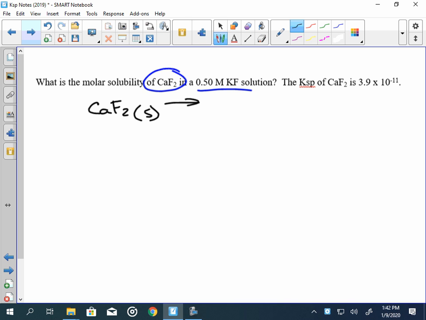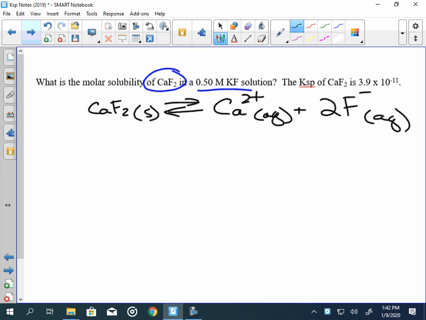CaF2 solid, double arrow, Ca 2 plus aqueous, plus 2 F minus aqueous. And it's already starting with 0.50 molar KF. The business end here is 0.50. As Kyle pointed out, if you haven't added any calcium to it yet, that's a 0. Well, when some of it does dissolve, we're going to get X there, and this is going to go up by 2X, because I get 2 fluorides out of each calcium fluoride compound.